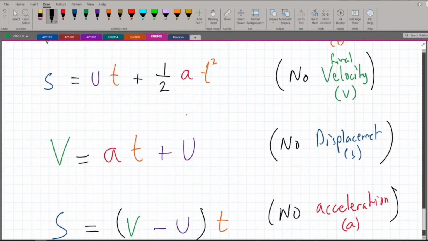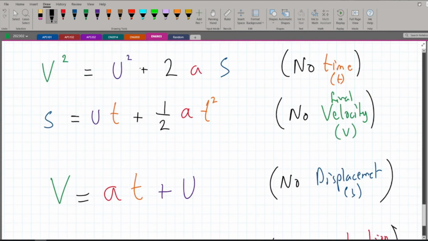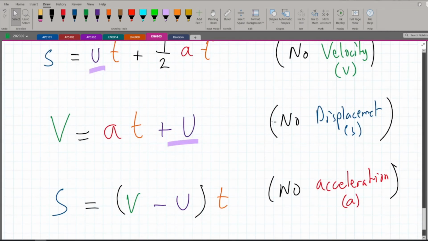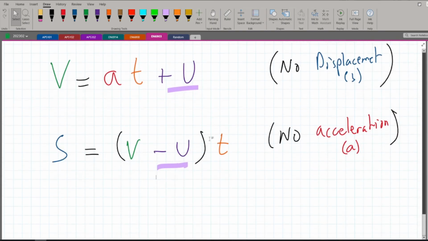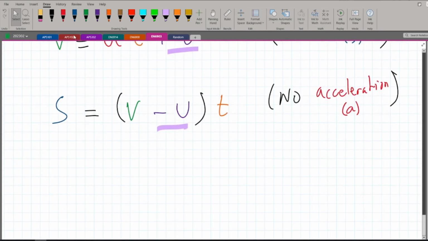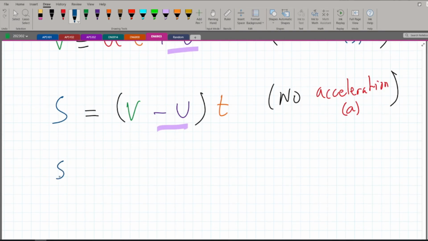But if you notice, initial velocity is always a must. Here we have initial velocity in all of them. You always need to know what your initial velocity is to be able to solve at a specific time. There's one more thing: sometimes you will see it written around. You will see it as s is equal to v average times time.